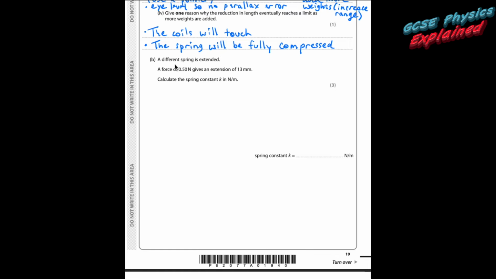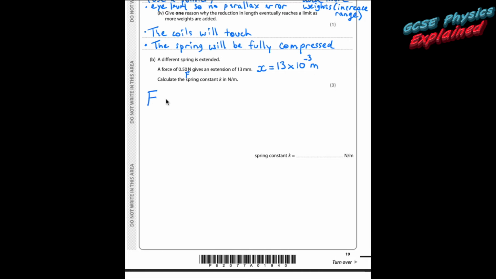Part B. A different spring is extended. A force of 0.5 newtons, that's the force, gives an extension of 13 millimetres. Calculate the spring constant K in newtons per metre. Right, we need to convert millimetres into metres. So 13 millimetres is 13 times 10 to the minus 3 metres, and that's because there's 1,000 millimetres in a metre.